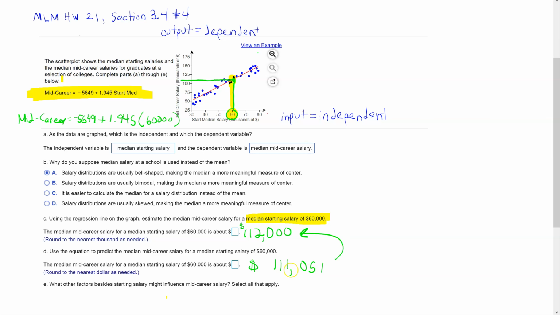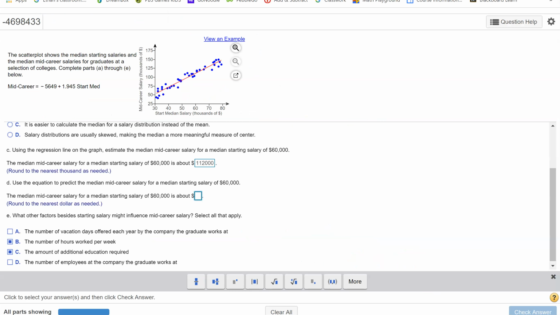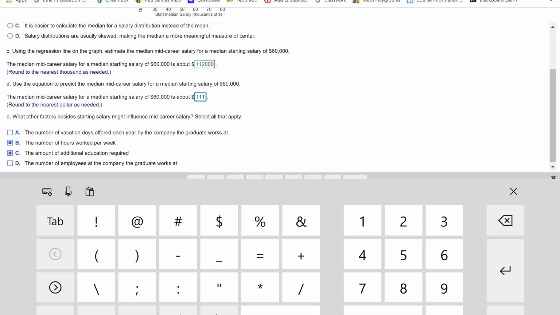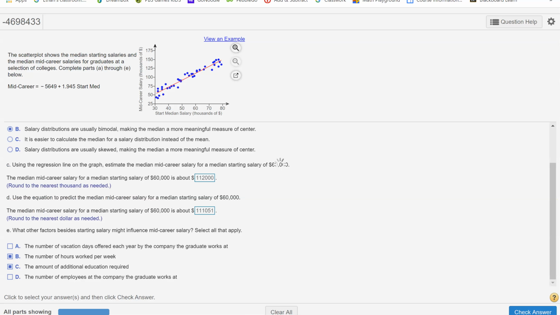If I technically round that exact answer to the nearest thousand, that would round down to 111,000. So I'm just curious if maybe I should have put that for my answer. I don't know. Let's just see what my MyMathLab says on that. Let me go enter this exact answer into my MyMathLab real quick. Okay, so it was 111,051.